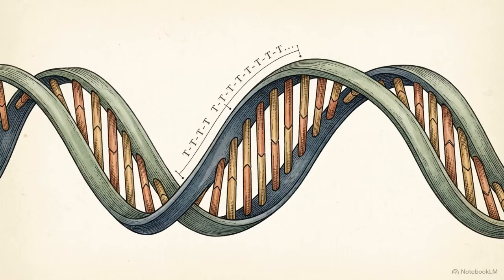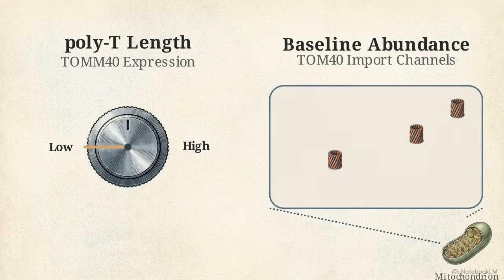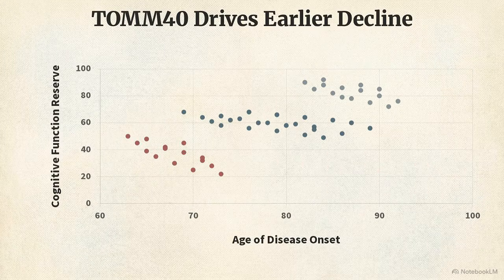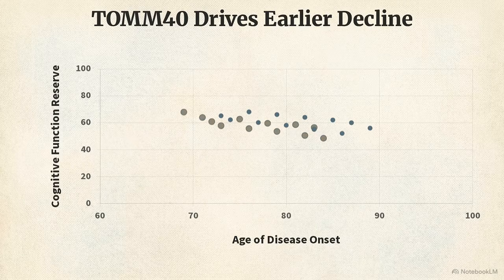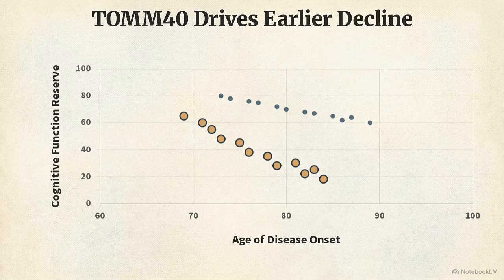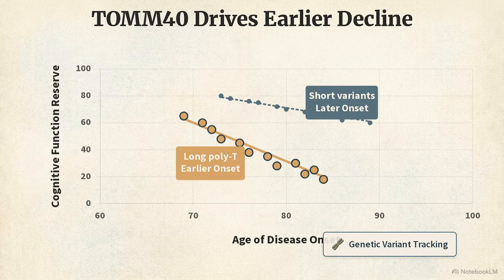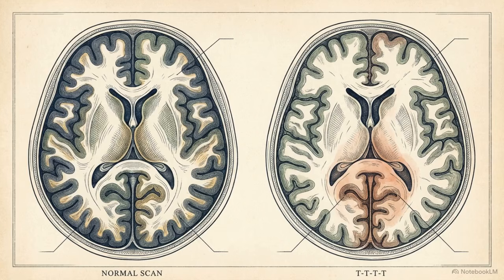This physical fragility connects directly back to the inherited poly-T length polymorphism within the TOM40 gene. If poly-T length acts as a volume dial for TOM40 expression, it sets the baseline abundance of import channels established at birth. To isolate this effect, researchers exclusively studied patients with the E3-E3 genotype, where the ApoE-E4 influence is absent. Within this cohort, the long poly-T variant independently predicts a significantly earlier age of disease onset than shorter variants. In cognitively normal adults lacking the E4 allele, these long poly-T variants correlate with reduced gray matter volume in cortical regions affected earliest by the disease.